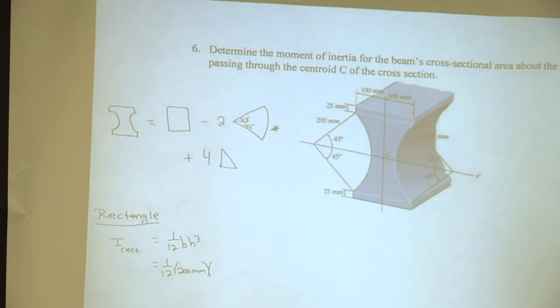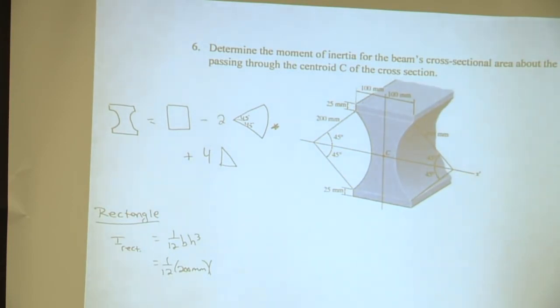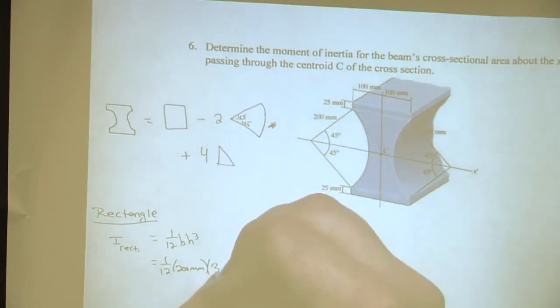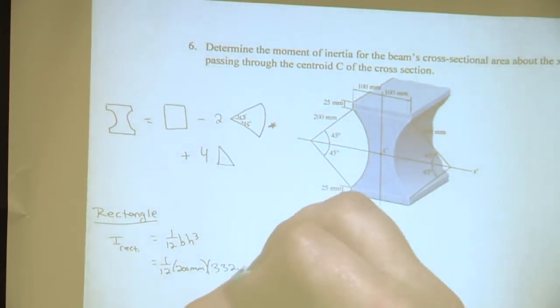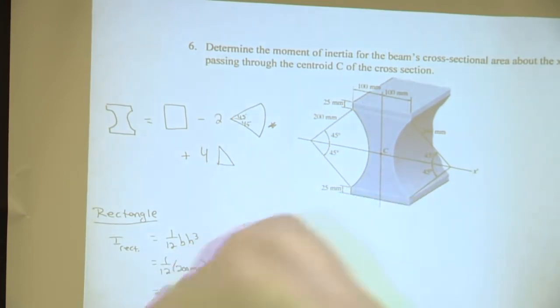282.8. Now, are we done with the height now? Yes. So we also have to add this 25 and this 25. So what will that give us now? Yep, so 332.84 millimeters cubed. And then what will that give us?